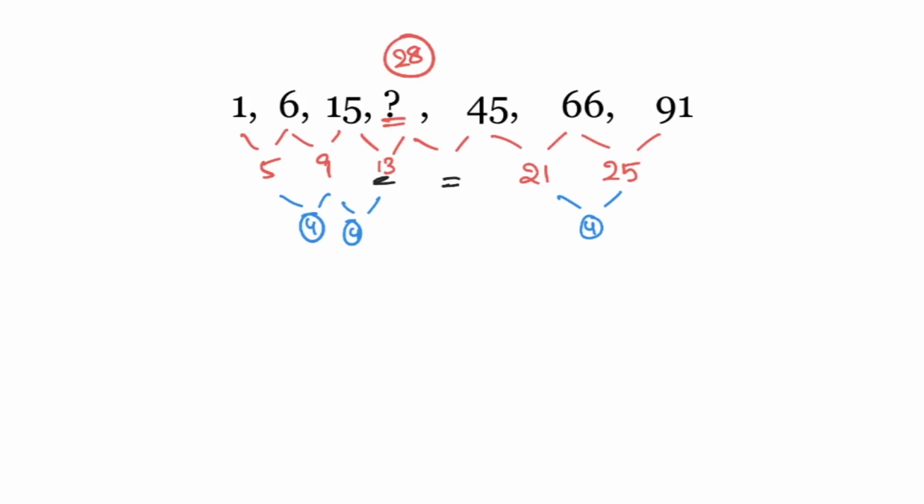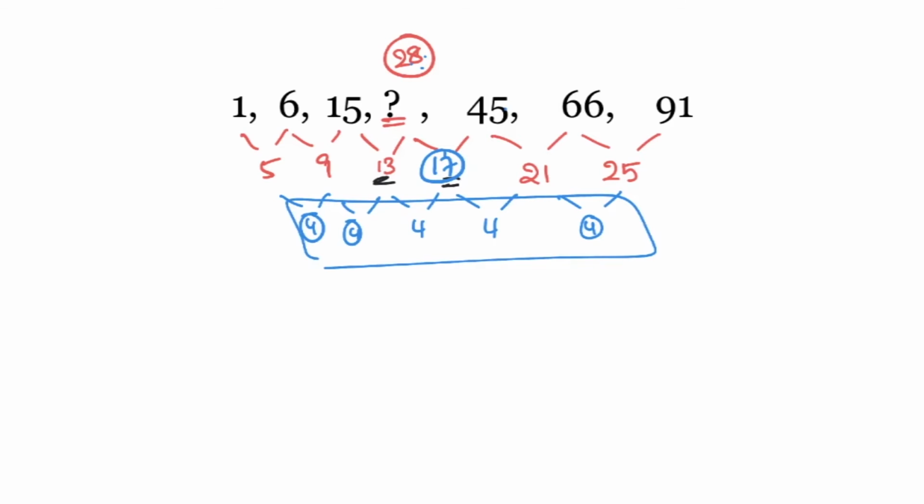If 28 is the missing number, this pattern should continue. So if it is 28, then 45, the next difference is 17. Between 28 and 45 there is a difference of 17. Between 13 and 17 difference is 4. Between 17 and 21 difference is 4. So the pattern is continued. So the missing term is 28.